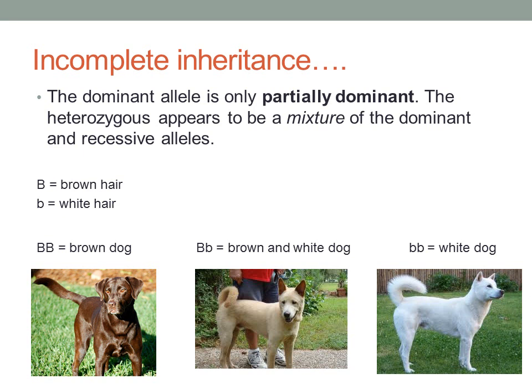Another example of an exception would be incomplete inheritance. So this is different than codominance. Incomplete inheritance is when the dominant allele is only partially dominant. So what happens is the heterozygous, or the big B, little b dog, appears to have a mixture of the dominant and recessive alleles. So big B would be a brown dog, little b would be a white dog. But if a dog had a big B, little b, and it was incompletely inherited, then we would have a light brown dog. So the brown and the white would then mix together.